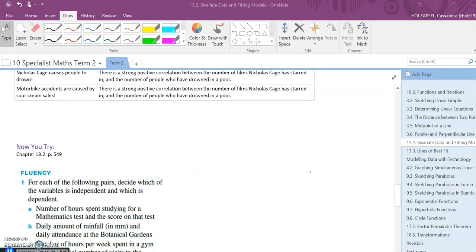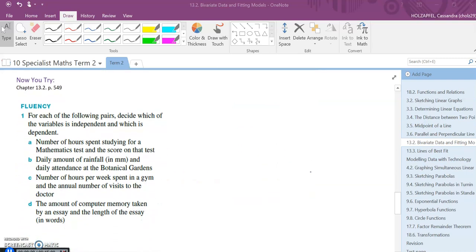All right, so now we're going to jump in and we're going to have a go at some questions. And these are actually really simple to do. So first of all, we're going to find the difference between the independent and the dependent variables. So I'll get you to pause the video and I'll go through the answers.